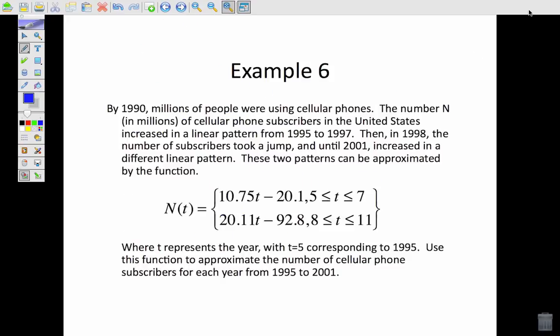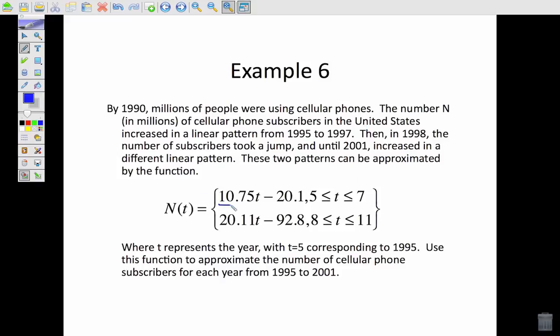All right, last example says by 1990, millions of people were using cellular phones. The number n in millions of cellular phone subscribers in the United States increased in a linear pattern from 95 to 97. Then, in 98, the number of subscribers took a jump until 2001, increased in a different linear pattern. These two patterns can be approximated by the function.